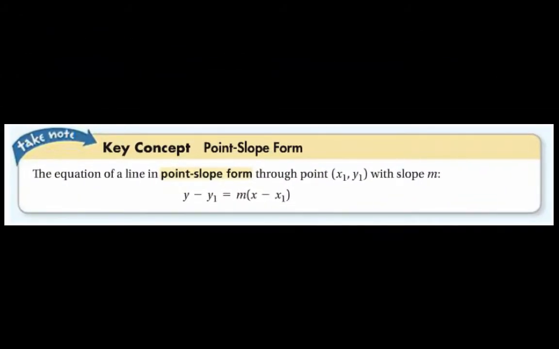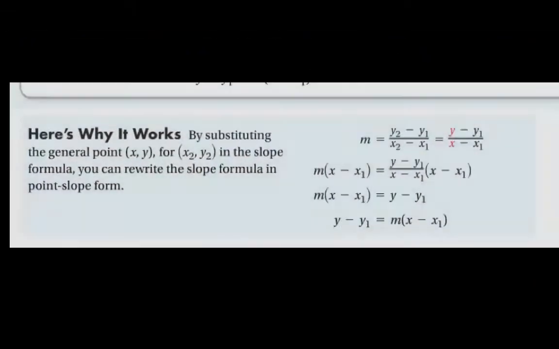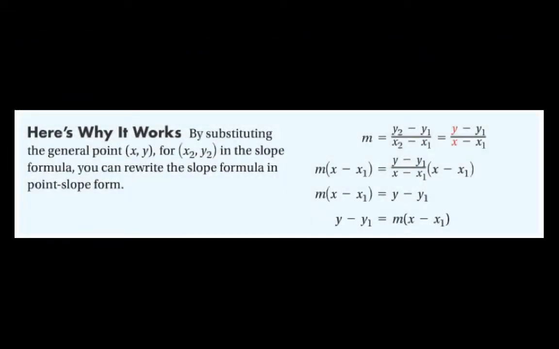The equation of a line in point-slope form through the point x1, y1, just some random point, with slope m, is y minus y sub 1 equals m times the quantity x minus x sub 1. A lot of times we like to know where things come from, like where does this point-slope form come from? Well, we've already worked with the slope formula.